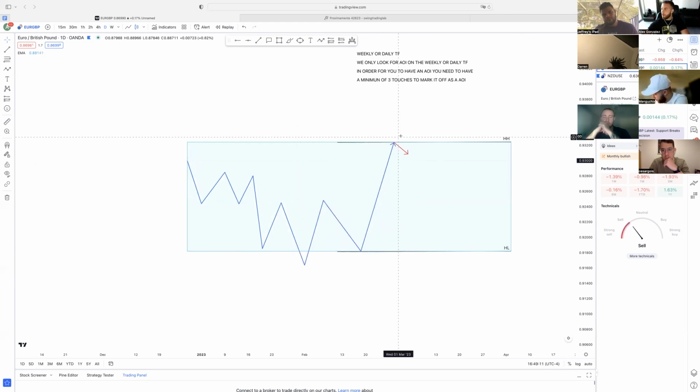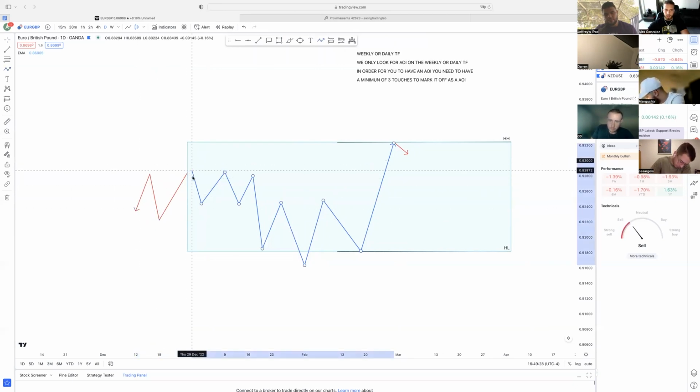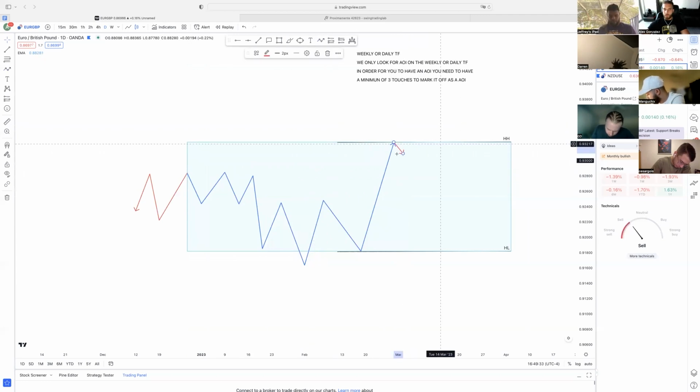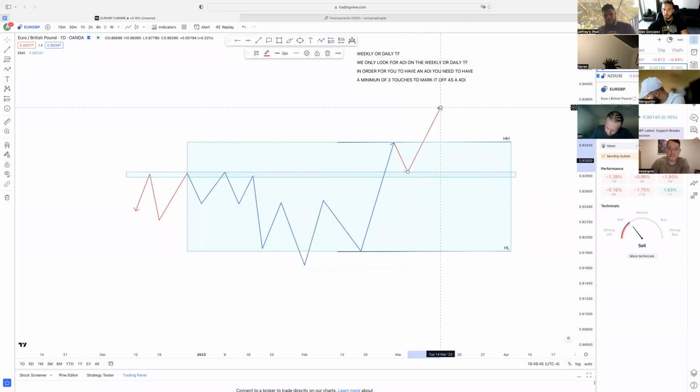So in order for you to mark off a zone as an area of interest, it needs to have a minimum of 3 touches, whether it is support or resistance, everything to the bodies, right? So let me draw a little bit more market structure over here. Let's suppose all of this is market structure. Our goal is, when this price starts pulling back, find a spot that has a minimum of 3 touches, because this is a potential area where price can then have a pullback and a push to the upside.